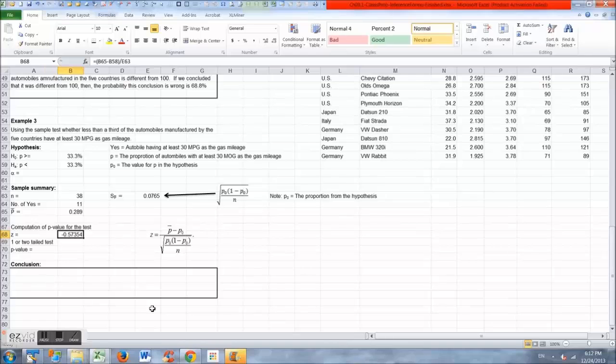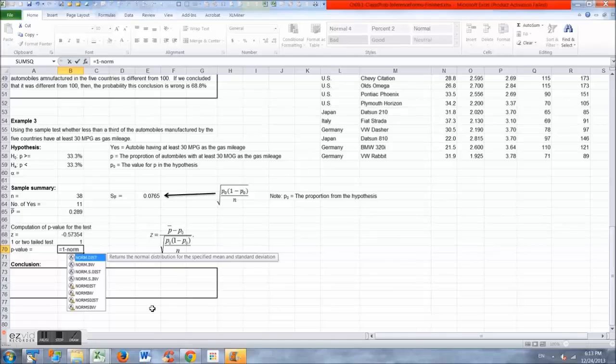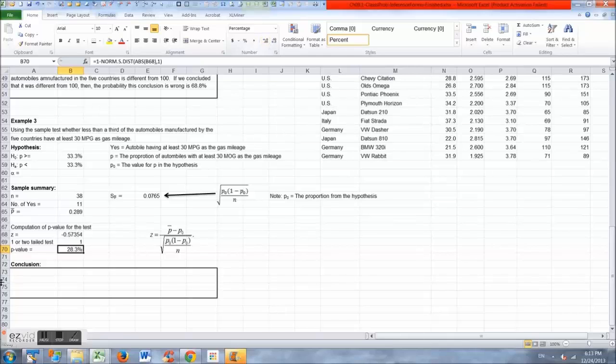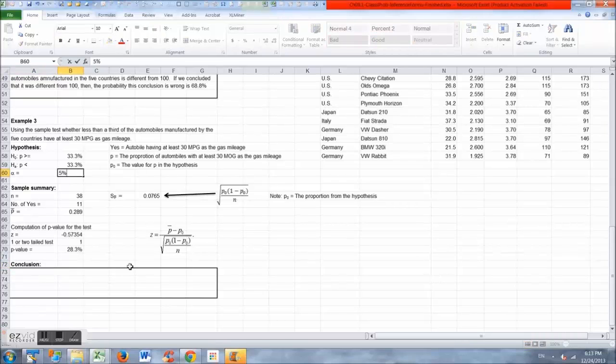So is this a one-tail test or a two-tail test? It is a one-tail test, and we want the cumulative probability, and we have to use the normal distribution. So the formula is always 1 minus NORM.S.DIST. We use always the absolute value of the statistic, and cumulative probability. So this gives us the P value. Now we are ready to make a conclusion, and for that we need an alpha value. When it is not given, we assume an alpha of 5%. That's the default value. Now you can say since P value is greater than 5%, we cannot reject.